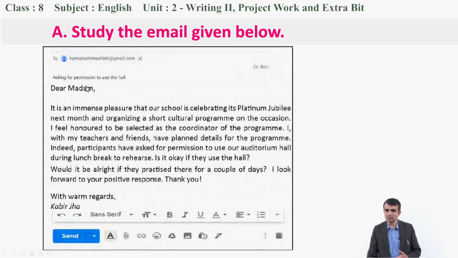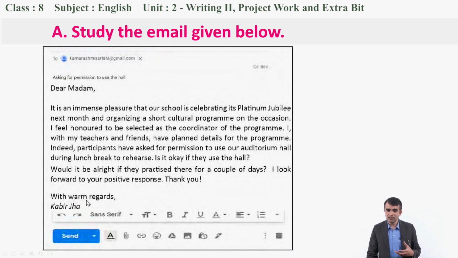Madam is given, isn't it? Dear Madam. Probably the principal of this school. And then, why has Kabir written this email? He has written this to us. Yes, he is asking for permission to use the auditorium hall. During the day or what time? During lunch break. Okay.